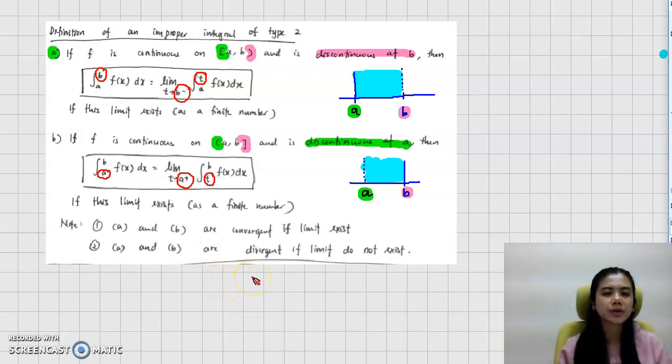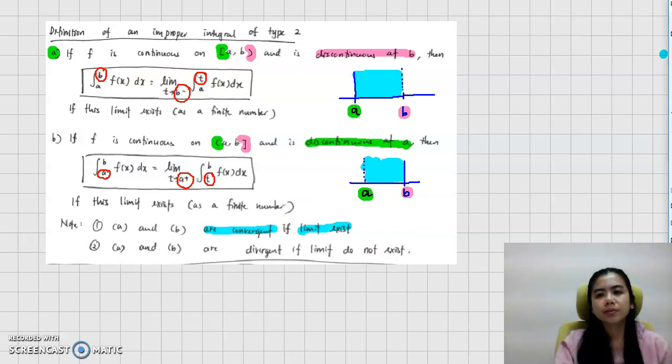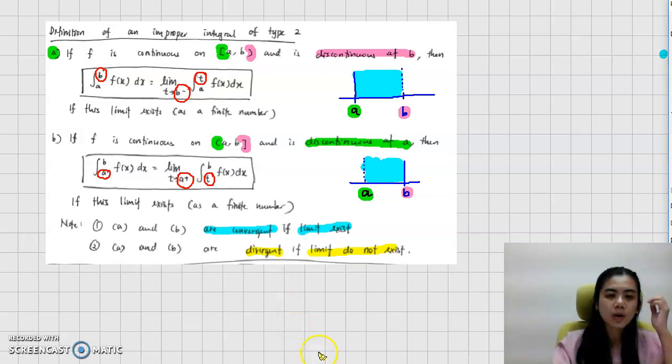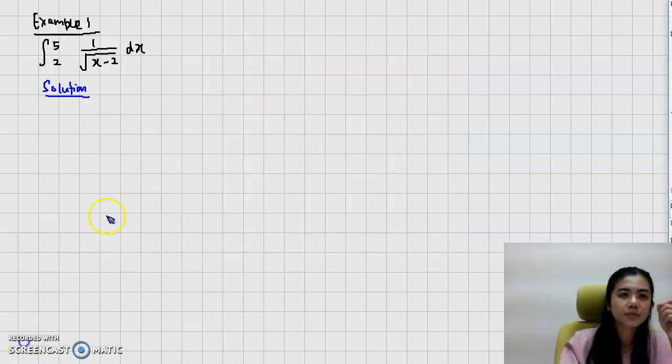Then the conclusion for this integration will be the same as the previous step. Whenever you are able to find a finite number, we say that the limit exists and the integral is convergent. But when you are unable to find a finite number, we say that the limit does not exist and the integral is divergent. Okay, so let's look at example one directly.